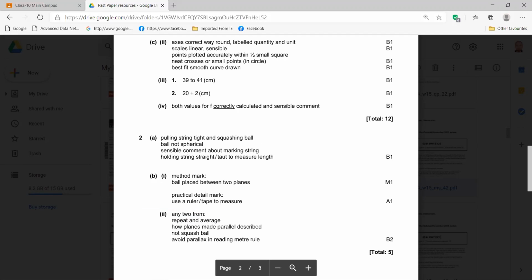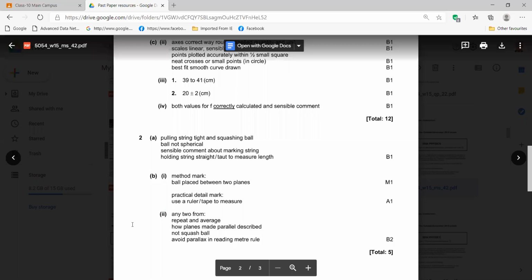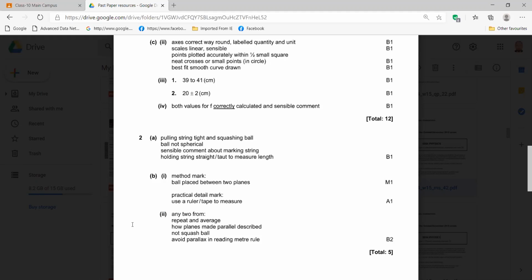Then what was said by Aisha: do not squash the ball. We have to take the measurement carefully so that it is not squashed. How planes made parallel described. Whatever we did to make the planes parallel, we described. That one can become a point. So any two from these 4 points you have to write. Can you write these points?